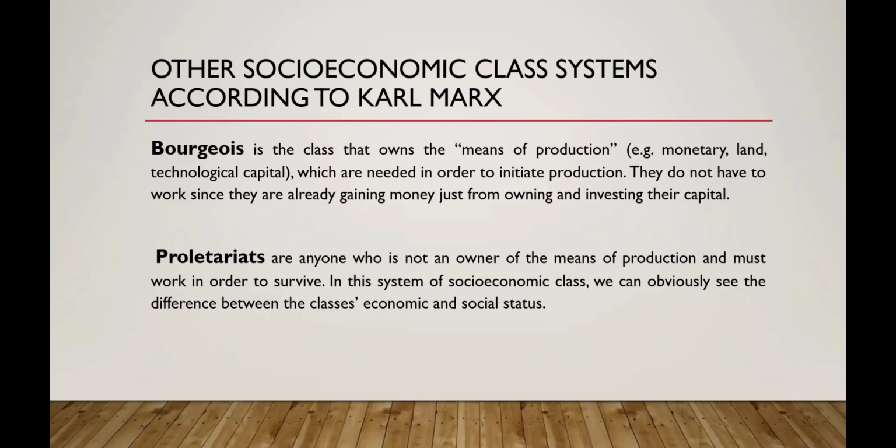Next, we have the proletariats. They are those persons who are not owners of the means of production and must work in order to survive. These are our parents. So obviously we can see the difference between the classes of economic and social status.